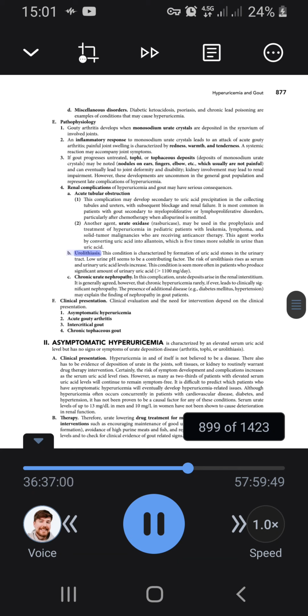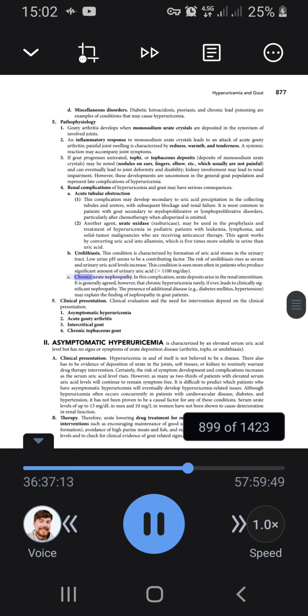B. Urolithiasis. This condition is characterized by formation of uric acid stones in the urinary tract. Low urine pH seems to be a contributing factor. The risk of urolithiasis rises as serum and urinary uric acid levels increase. This condition is seen more often in patients who produce a significant amount of urinary uric acid, 1,100 milligrams.